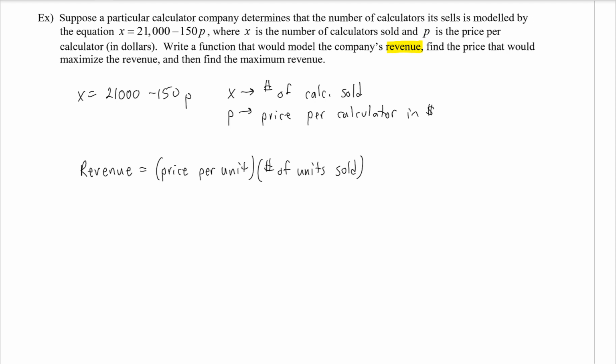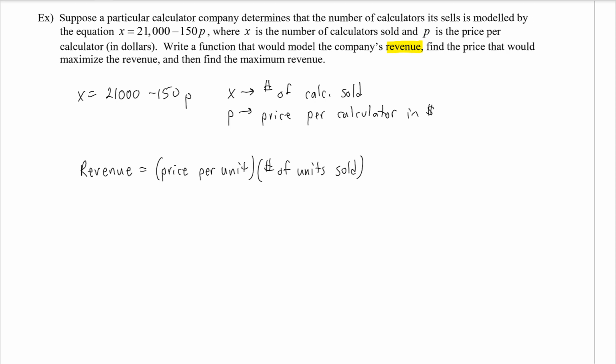So let's see if we can do that. Let's do this. Write a function that would model the company's revenue, find the price that would maximize revenue, and then find the maximum revenue. All right. Let's see if we can make this happen.